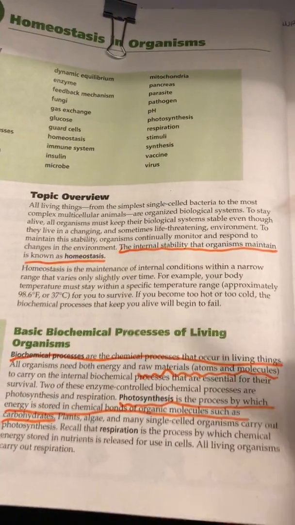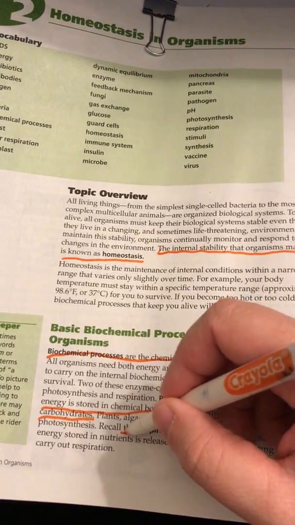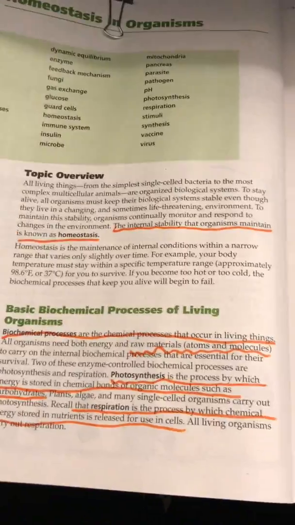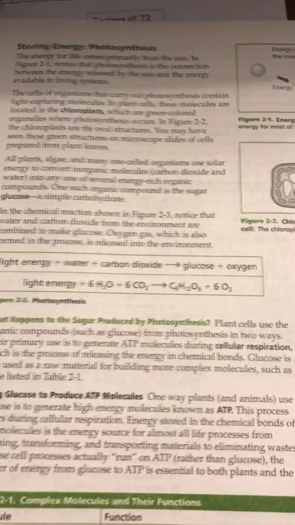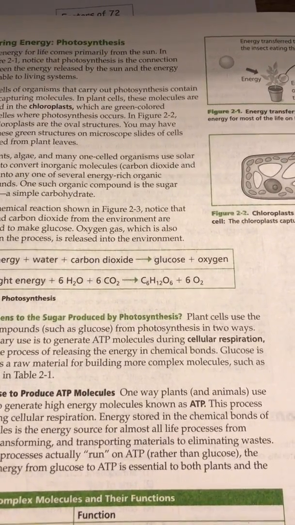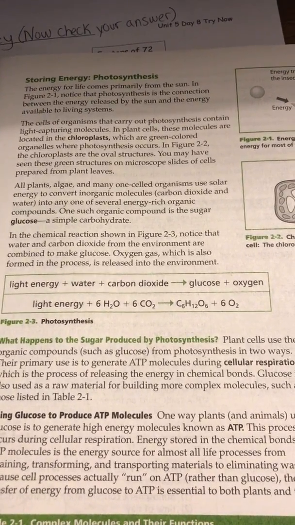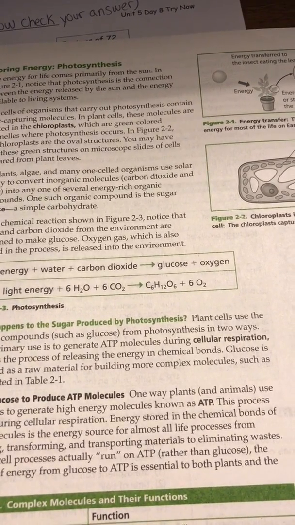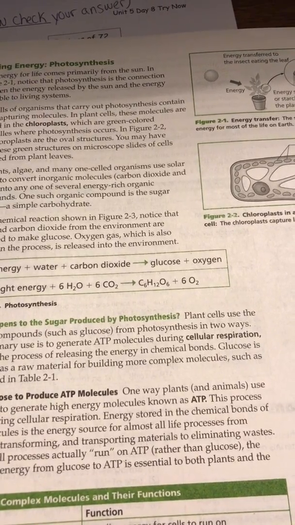Recall that respiration is the process by which chemical energy stored in nutrients is released for use in cells. All living organisms carry out respiration. Storing energy: photosynthesis. The energy for life comes primarily from the sun. In Figure 2.1, notice that photosynthesis is the connection between the energy released by the sun and the energy available in living systems. The cells of organisms that carry out photosynthesis contain light-capturing molecules.